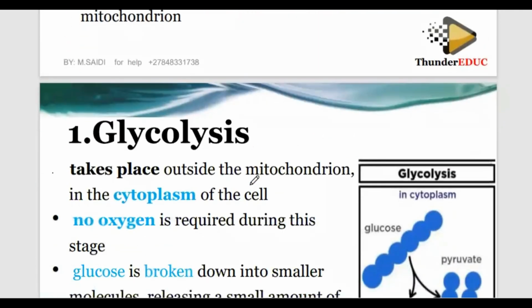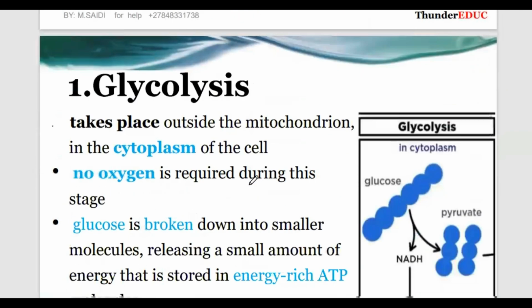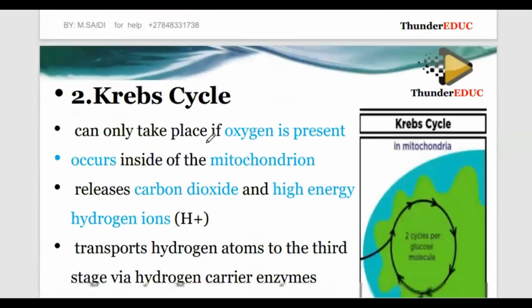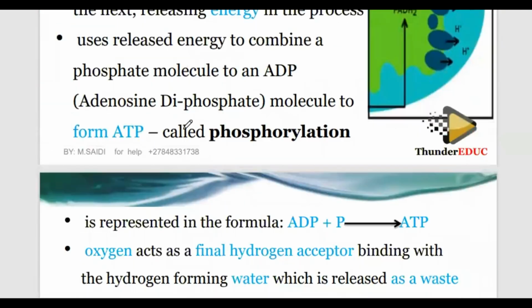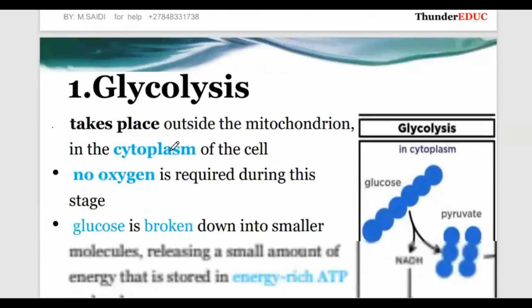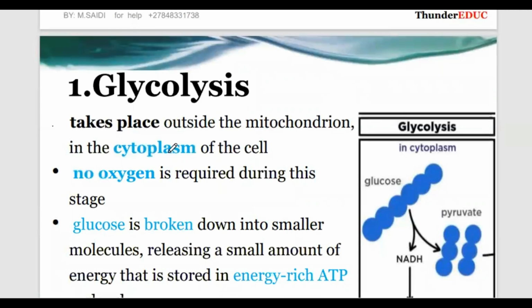So I'm going to stop here, and in the next class we're going to be talking about these processes, glycolysis and the Krebs cycle. I'm going to explain them in detail so that you understand. I know that this is a challenge to many students, but by the time I finish this, you'll be able to understand it better and you won't have any difficulty.